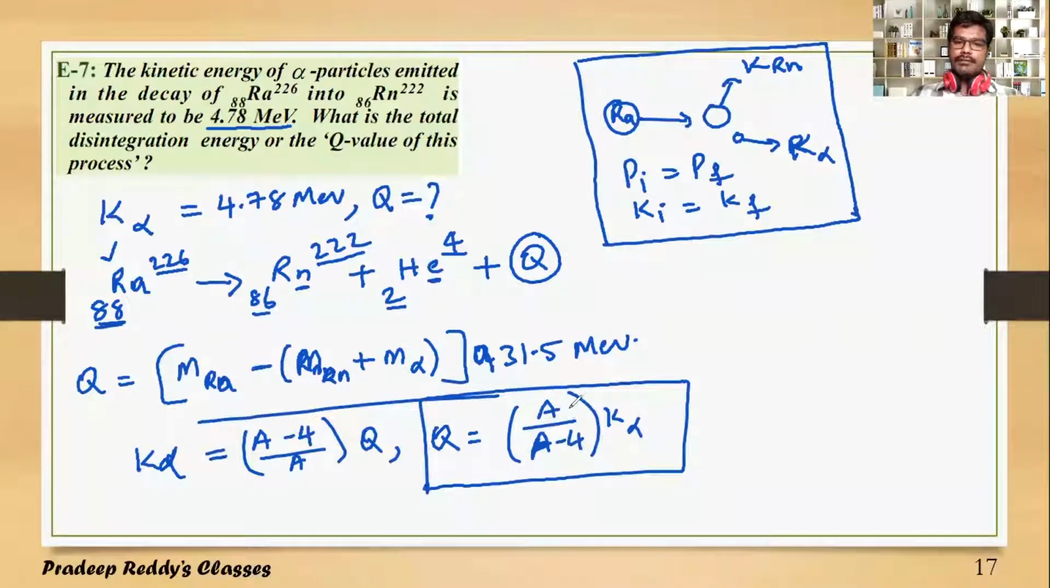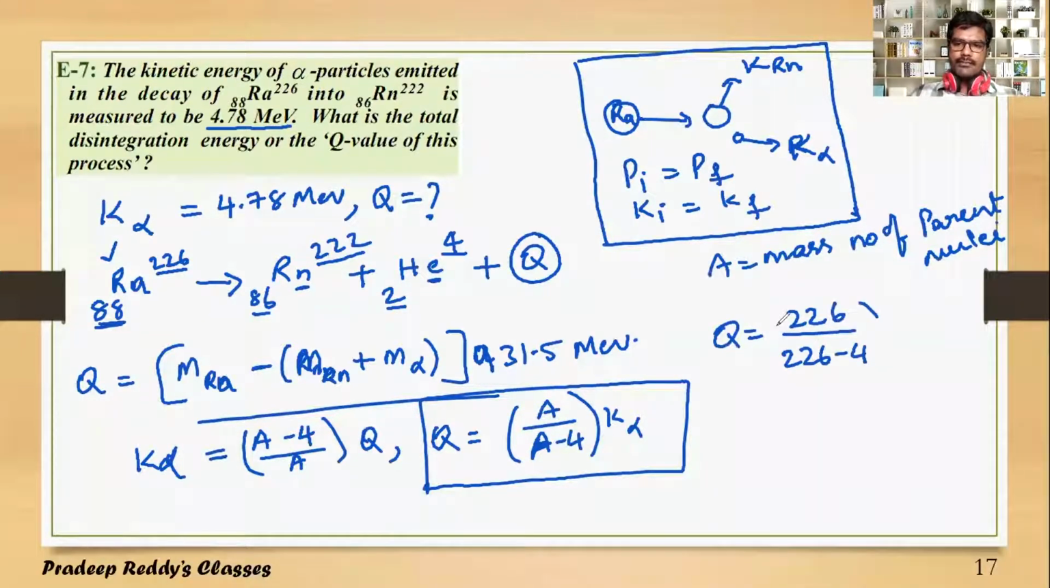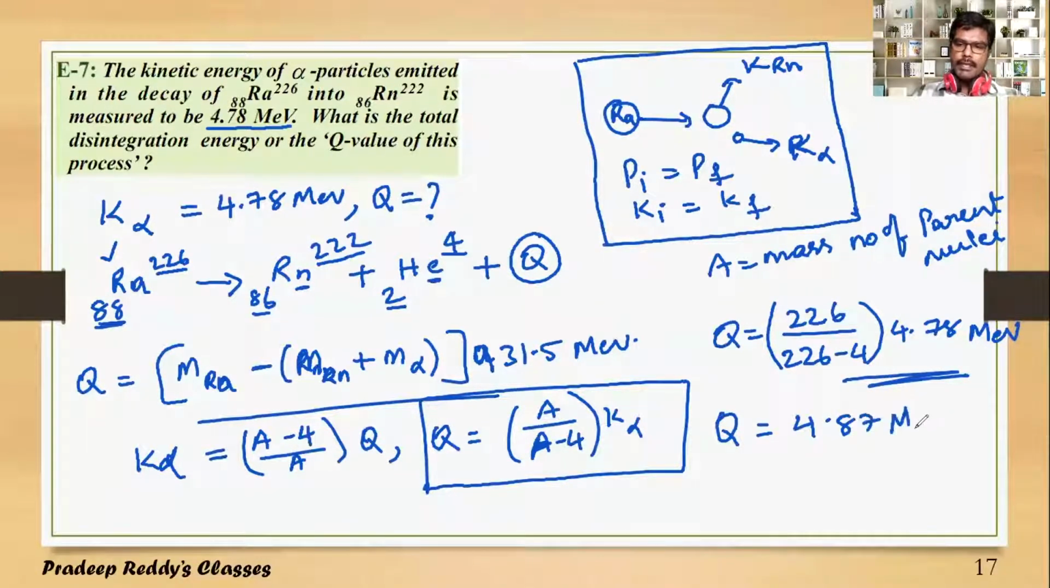Right? This is the equation for the Q value. A is the mass number of the parent nucleus. So I can write Q is equal to, the mass number of the parent nucleus being 226, 226 divided by 226 minus 4 into the kinetic energy of the alpha particle, that is given as 4.78 MeV. This is the Q value, and if you calculate it nearly, you will get it as 4.87 million electron volt.